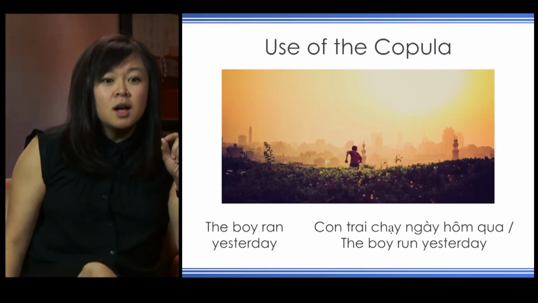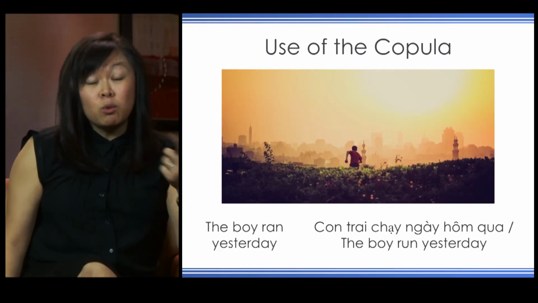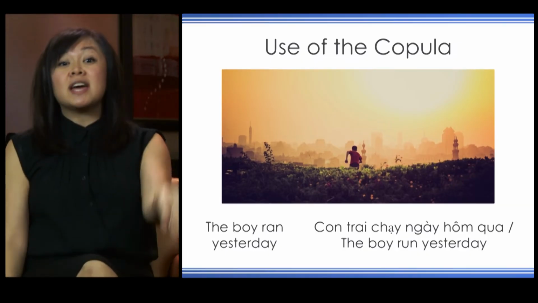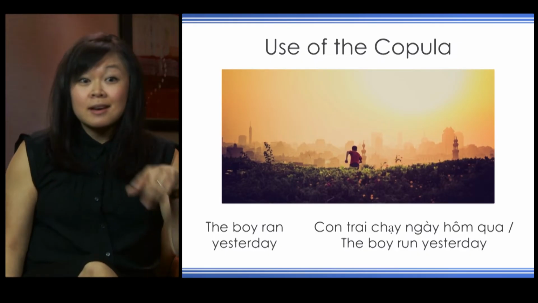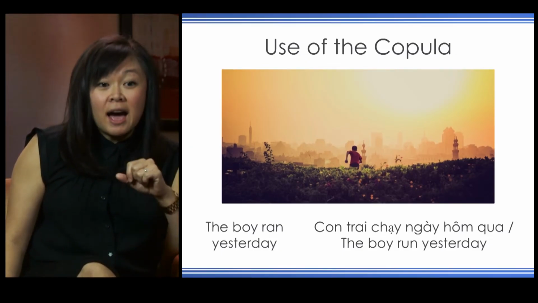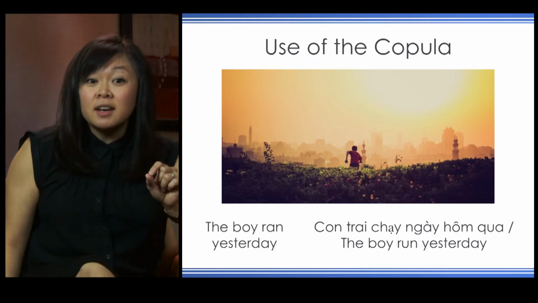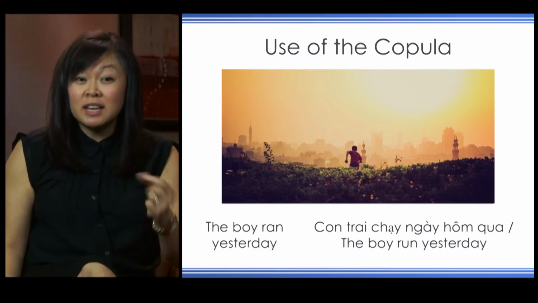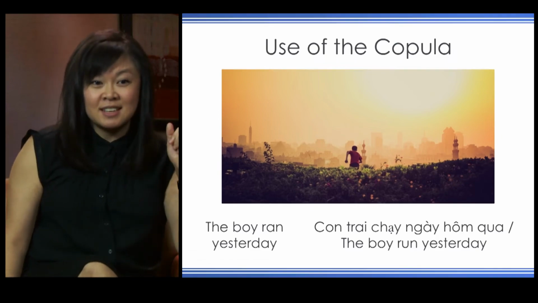Here's another one. The boy ran. Now we know that he ran previously to this moment because ran is a past tense word. In Vietnamese, what we're going to say is Con trai chạy ngày hôm qua. The boy run, and then we're going to say the word yesterday, ngày hôm qua, to show you that it's something that happened previously.